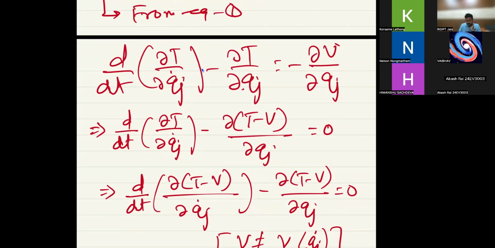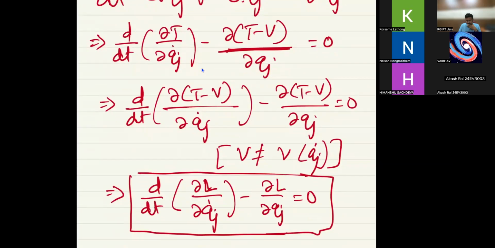Yes, sir. So then you can write del t minus V del Qj. This expression is basically del t del Qj plus del V del Qj. So I have combined here. And sir, what about this third line? This one? Here. Yes, sir.